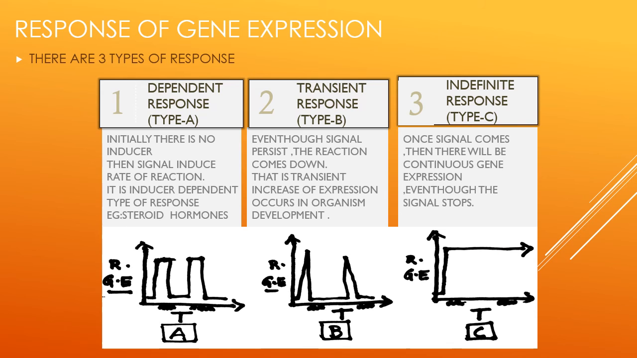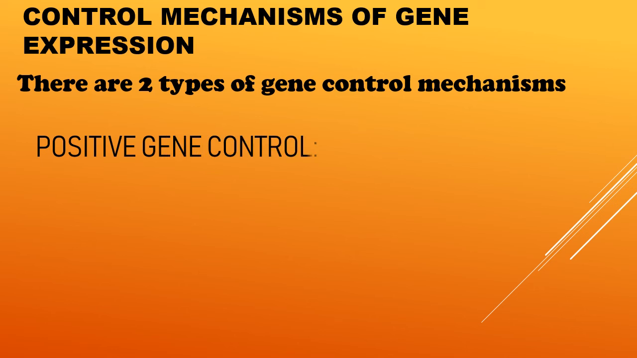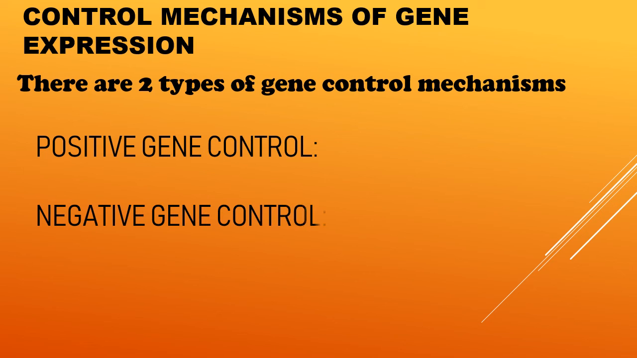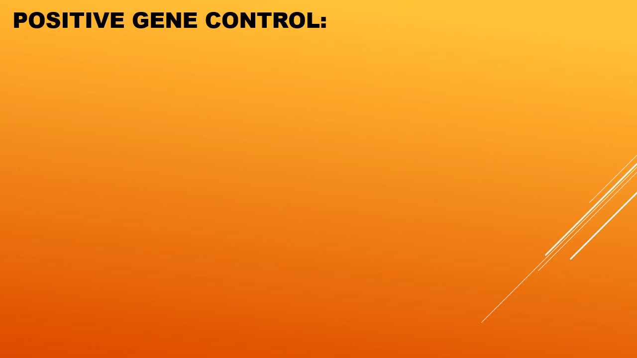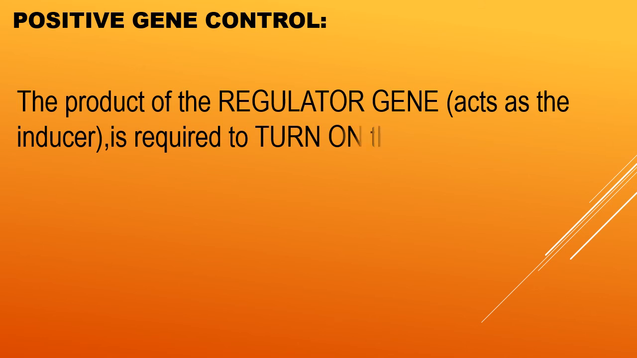Next is control mechanism of gene expression. There are two types of gene control mechanism. First is positive gene control and next is negative gene control. Now we can see one by one. Positive gene control. The product of the regulator gene acts as the inducer, is required to turn on the reaction to express the structural gene.